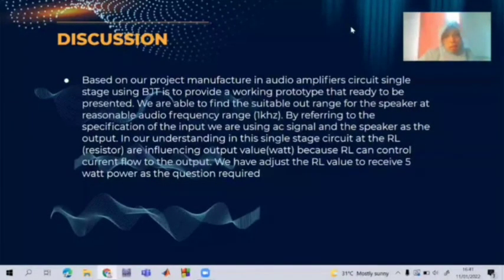In our understanding, in this single stage circuit, RL influences the output value because RL can control the current flow to the output. We have adjusted the RL value to receive 5 watt power as the question required.